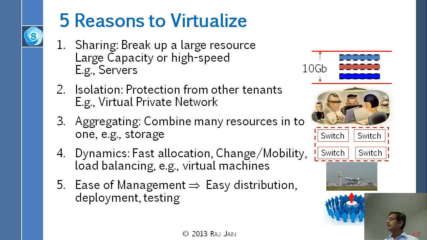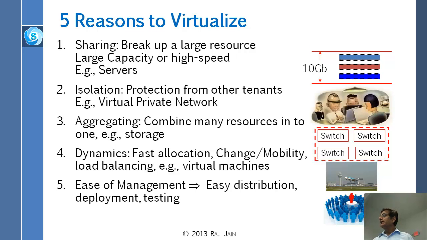Aggregation, because you don't have a big enough piece, you have many small pieces, but you need a big piece, so you want to combine them. So you might take 4 switches and make one big switch, or you might take 4 links and make them one big link, or you might take 4 disks and make one big disk.